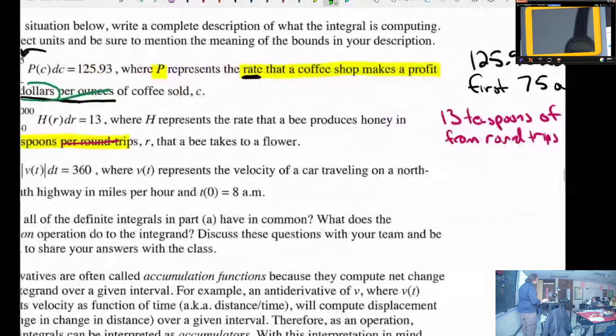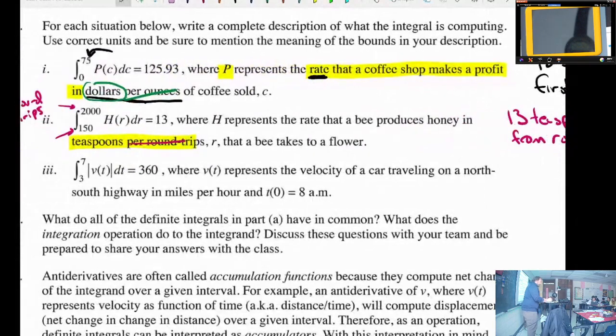And question 3. This is an interesting one here too. See that absolute value? That's going to change our answer a little bit. This is very similar to the question that we did up above. Very similar, because it's the integral from 3 to 7 of velocity. It's the velocity of a car traveling on a north-south highway in miles per hour. There's your thing right there.